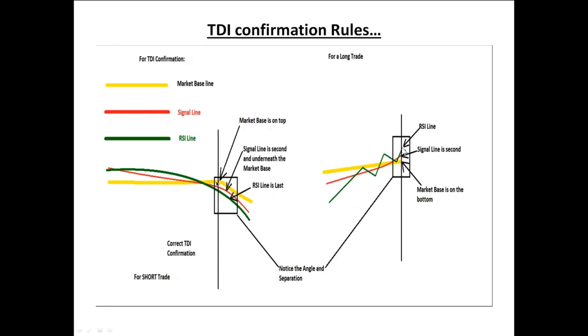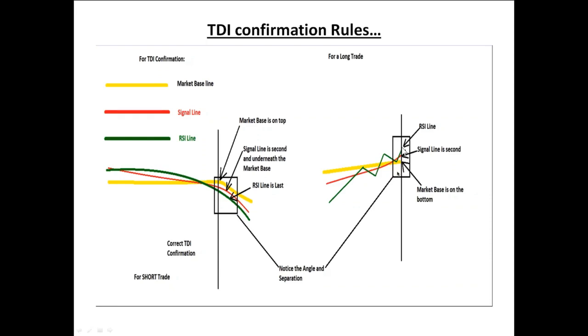So what you want to see for a short trade, the correct TDI confirmation, is this kind of structure: the market baseline on top, the signal line second, and then the RSI line last. So you want to see a cross of the RSI line below the market baseline and below the signal line. And notice the angle and the separation. You get a little bit of separation here. As the trade progresses and price moves, you see these start to move farther apart, and that's really when the market starts picking up and your trade starts going the right way.